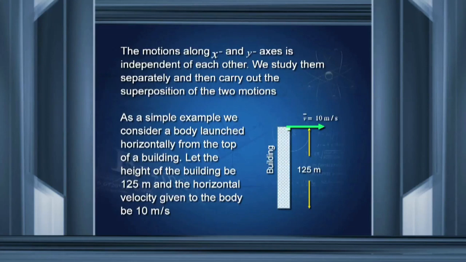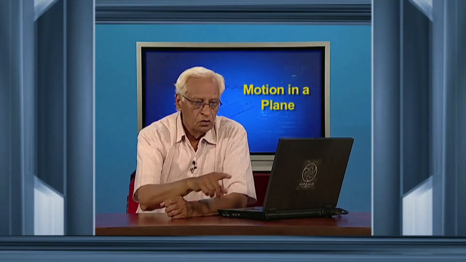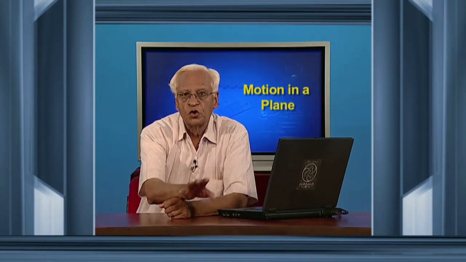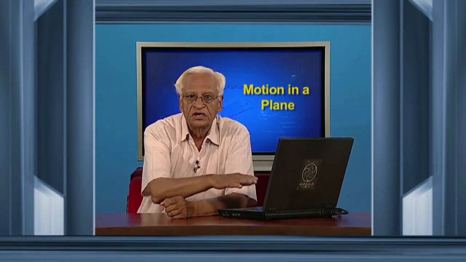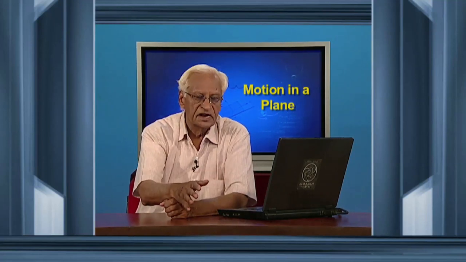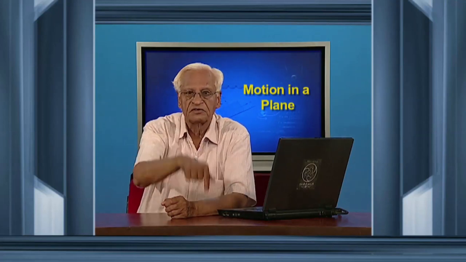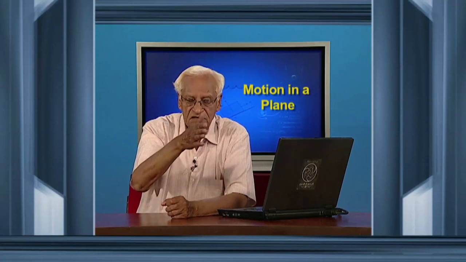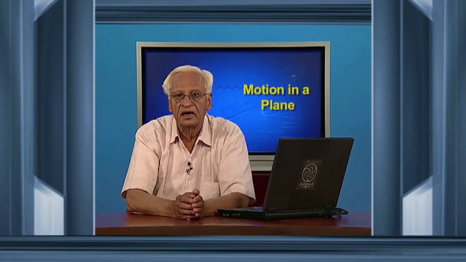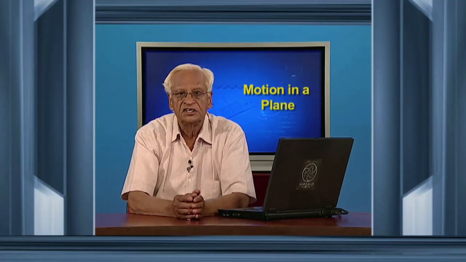From the top of that building, we launch an object horizontally with a velocity of 10 meters per second. Now, in the horizontal direction, there is no other force. Therefore, the object would move 10 meters in 1 second, 20 meters in 2 seconds, and so on. However, in the vertical direction, there is the force of gravity, and therefore, the distance covered in the vertical direction would be given by y equal to half g t square.